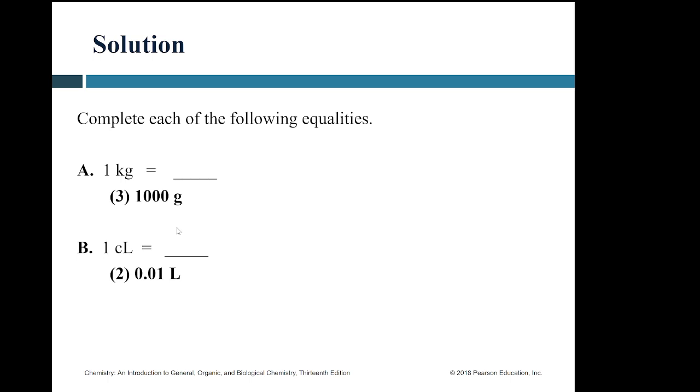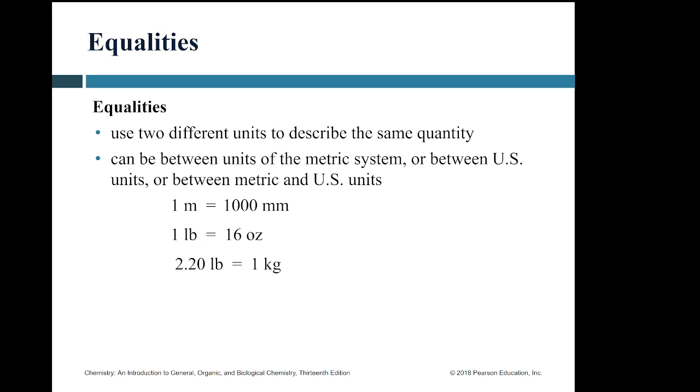And so, by the way, another way to remember centi is cents. I have a cent. That's 1/100th. That's that same root word, by the way. They're all Latin root words, and they're Greek root words in all these cases. So, equalities, again, these are going to be 2 different units that describe the same quantity. These can be between units of the metric system, between U.S. units, between metric and U.S. units. You can have equality for basically anything.